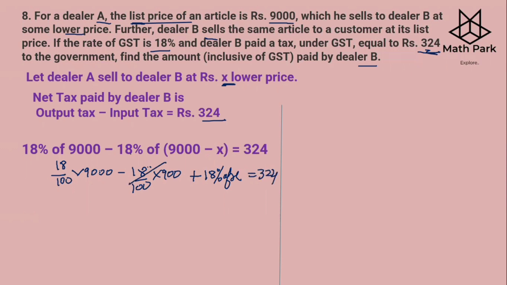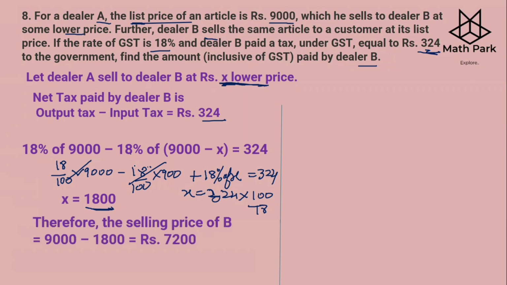So this got cancelled. So finally, X is going to be 324 divided by 18%, that is 18 by 100, which becomes 100 by 18 here. Simplify this. 324 divided by 18, we get 18. 18 times 18 is 324. This is how X is 1,800. What is X? It is the selling price, that is the lower price. X is the lower price at which he sells.